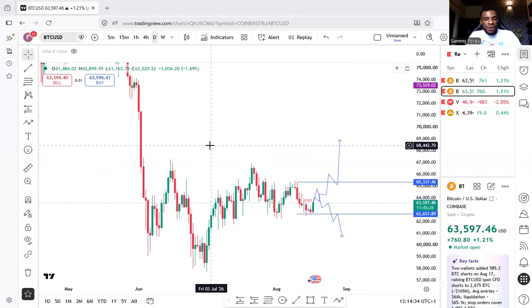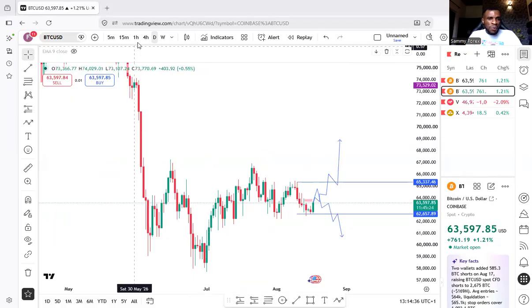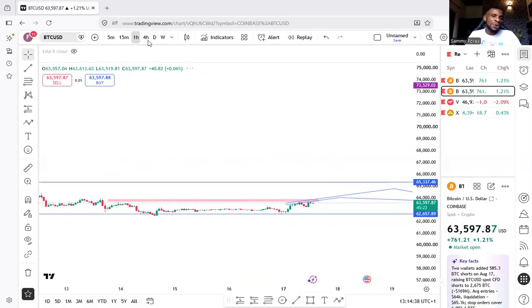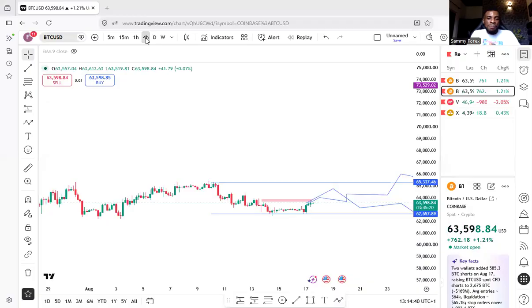Now, the next step you are going to do is to go to your 1 hour time frame or 4 hours time frame to know the market structure. Because if you are a day trader, the weekly and the daily time frame is just meant for direction. But you can't take any trade there. You can't analyze the market there. You are just there to know the market direction.